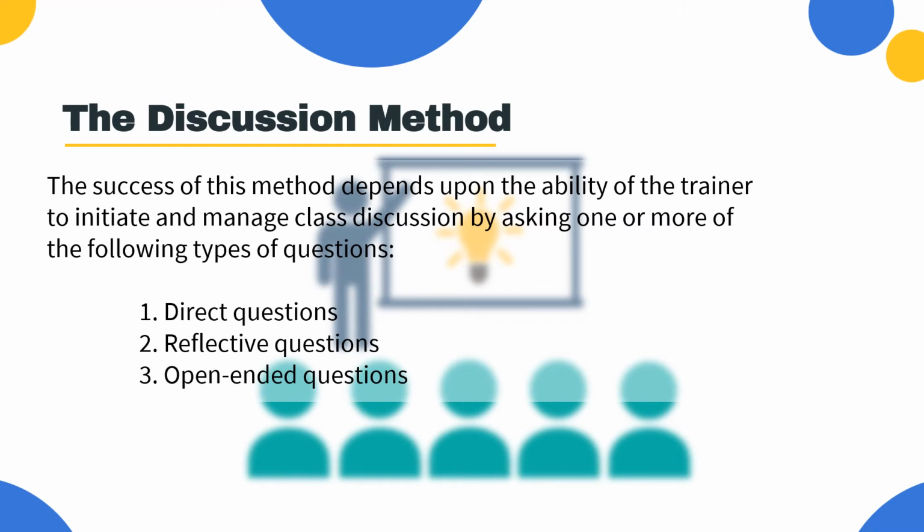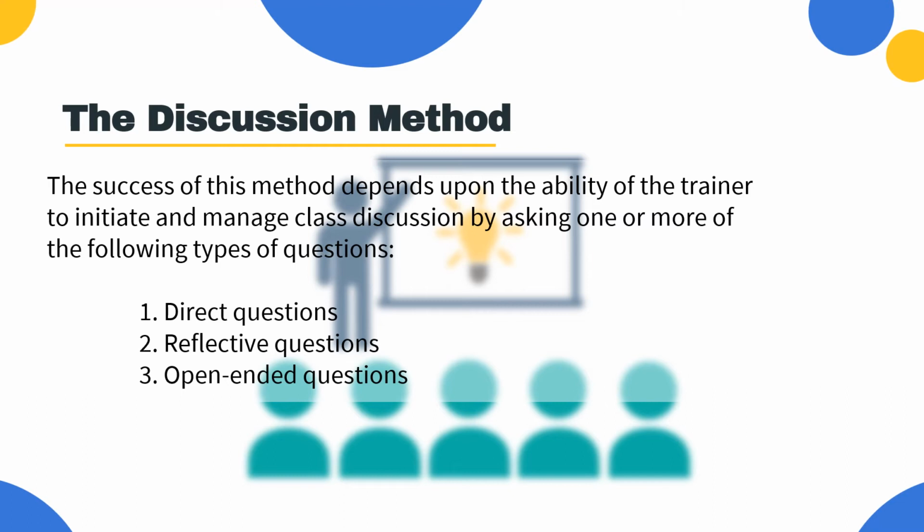So the trainer could use direct questions. This can be used to illustrate or produce a very narrow response. Second, reflective questions. These questions can be used to mirror what someone else says to make sure their message is received as intended. Third is an open-ended question. These types of questions can be used to challenge the trainees to increase their understanding of a specific topic.